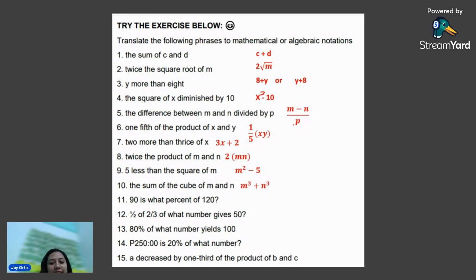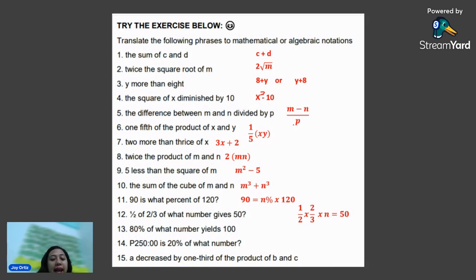Okay, number 11. 90 is what percent of 120? So what would be the algebraic notation? 90 is equal to n percent times 120. How about 1/2 of 2/3 of what number gives 50? Okay, the answer is 1/2 times 2/3 times n is equal to 50.